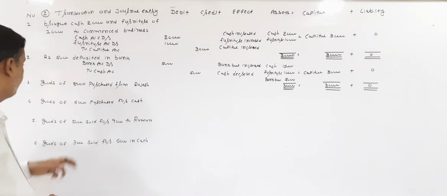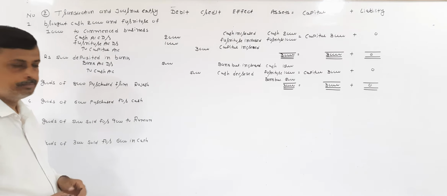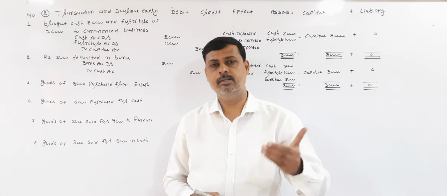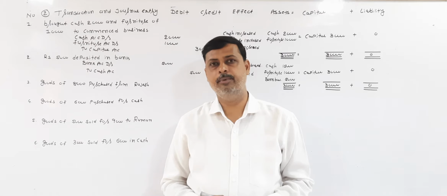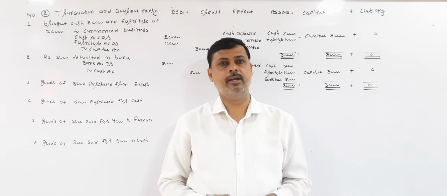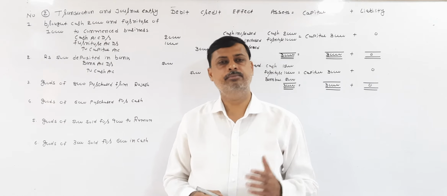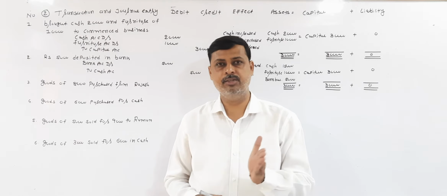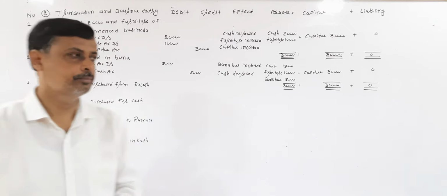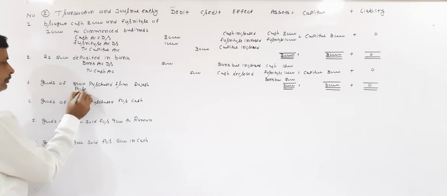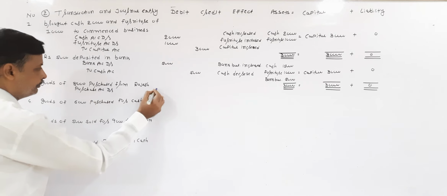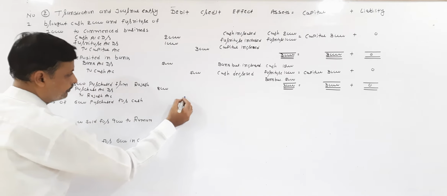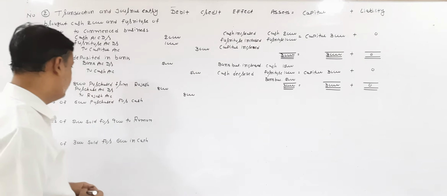Now, goods of 8,000 purchased from Rajesh. So here we purchased the goods 8,000. So goods come in, purchase account effect, real account. As per rules of real account, debit what comes in. So goods come in, the purchase account debit, and these goods are purchased from Rajesh. So Rajesh is the giver, Rajesh account effect, personal account, credit the giver. So Rajesh account credit 8,000. Purchase account debit to Rajesh account.